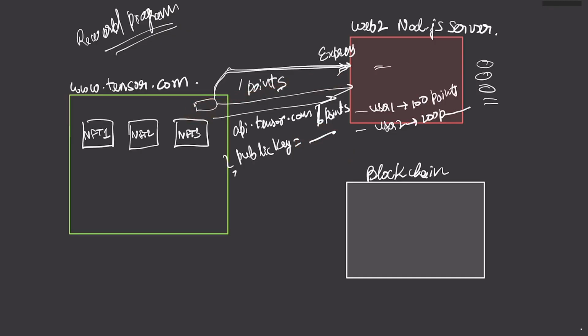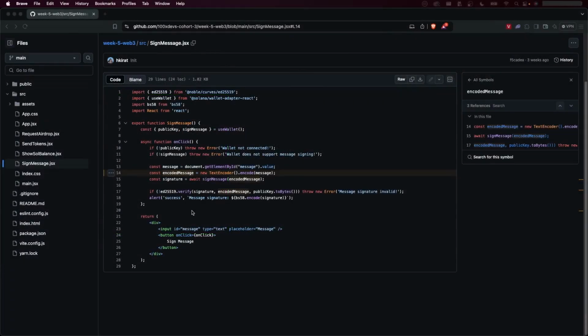You need to give it something extra. I want the points of this public key. And here is some message, some payload, something proving that this public key is indeed mine. I indeed own this wallet. How can you do that? And the answer is by using something called signing messages.